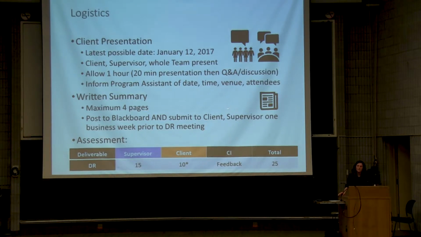You need to inform the program assistant of the date and the time and the venue and the attendees. That's because, first of all, to make sure that this actually happens, since it's not a submitted deliverable, and also because your supervisor's feedback is due back to you 1 week after the design review meeting. So hopefully the program assistant will chase down any supervisors who are too slow. And the written summary, 4 pages, posted and submitted 1 business week before. And as you can see here, the supervisor is responsible for 15, the client for 10.